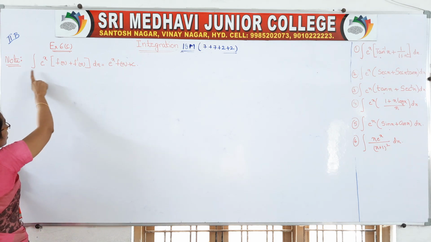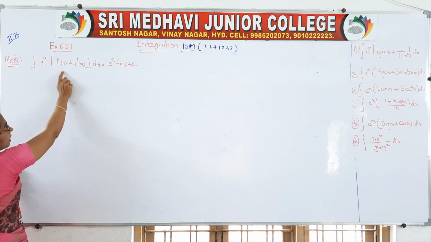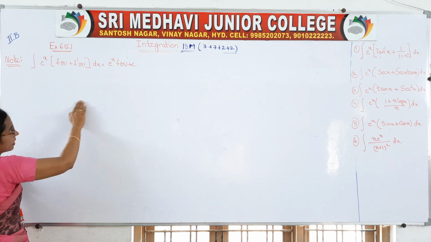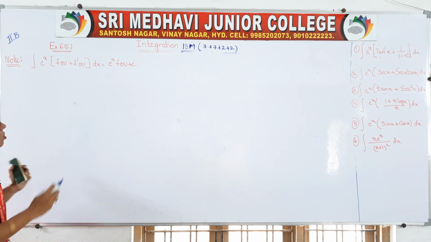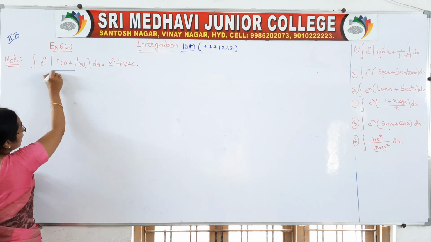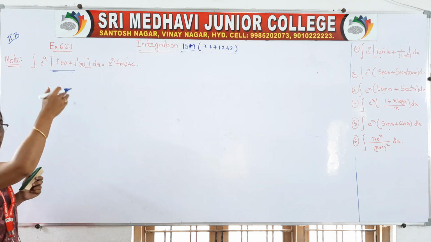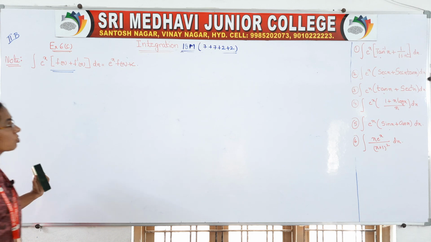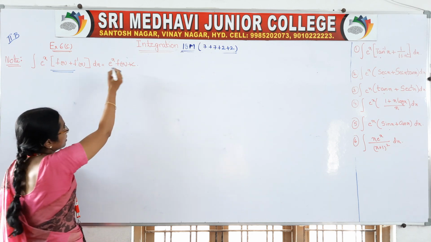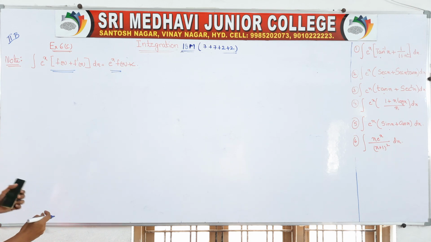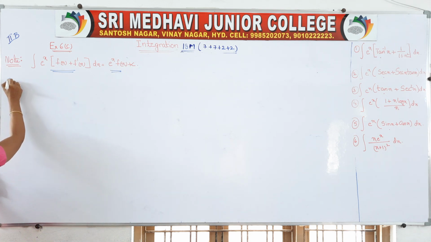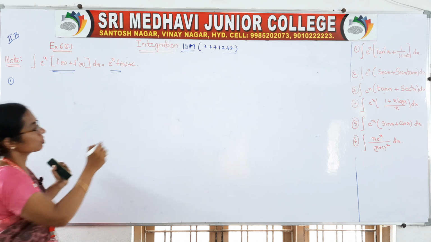Whenever we have the integral of e to the power of x times f of x plus f dash x dx, it is equal to e to the power of x f of x plus c. So suppose in any problem we have a situation like this, we can take that as e to the power of x f of x plus c. Okay, so take the first question. What is your first question?